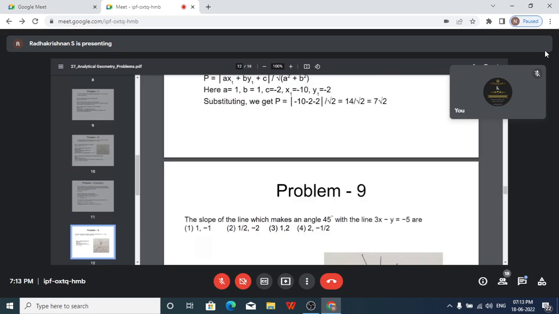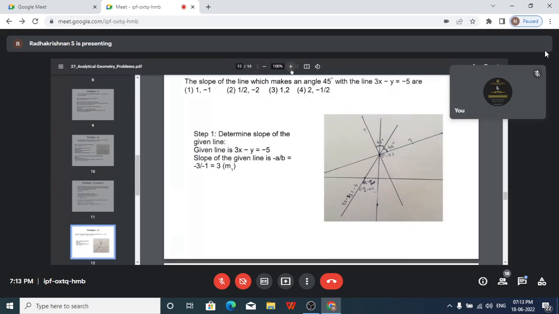Okay. So I'll tell you what the steps are. First of all, look at the drawing. Right, which is this line? The line 3x minus y equal to 5. Okay, you are able to see this line. I have written it as 3x minus y equal to minus 5.